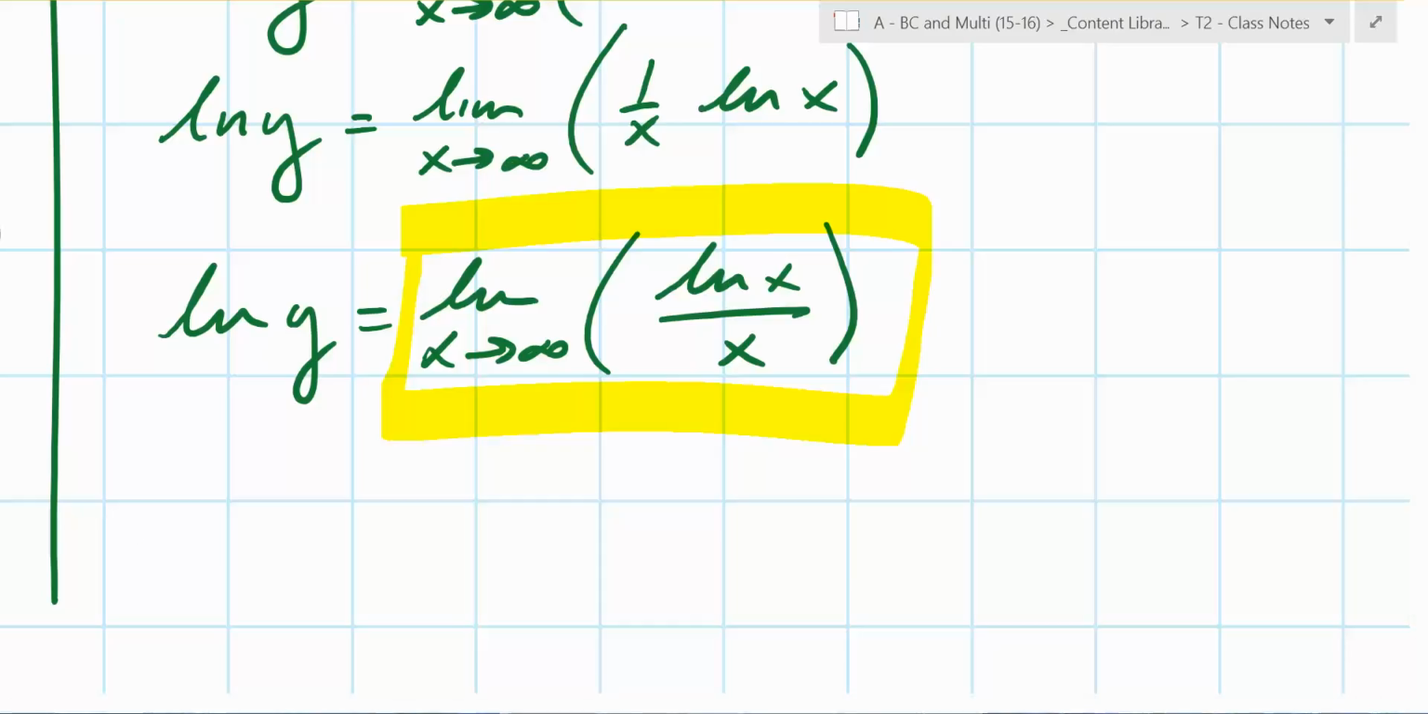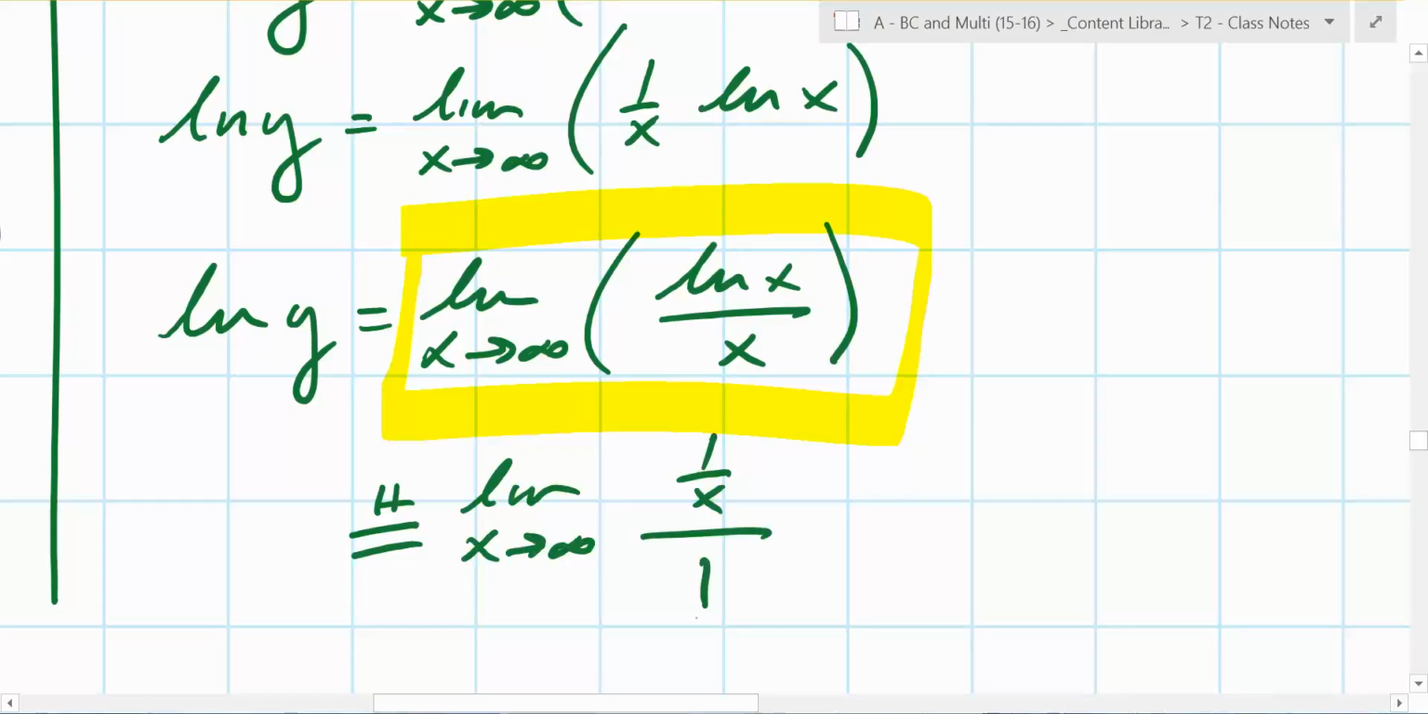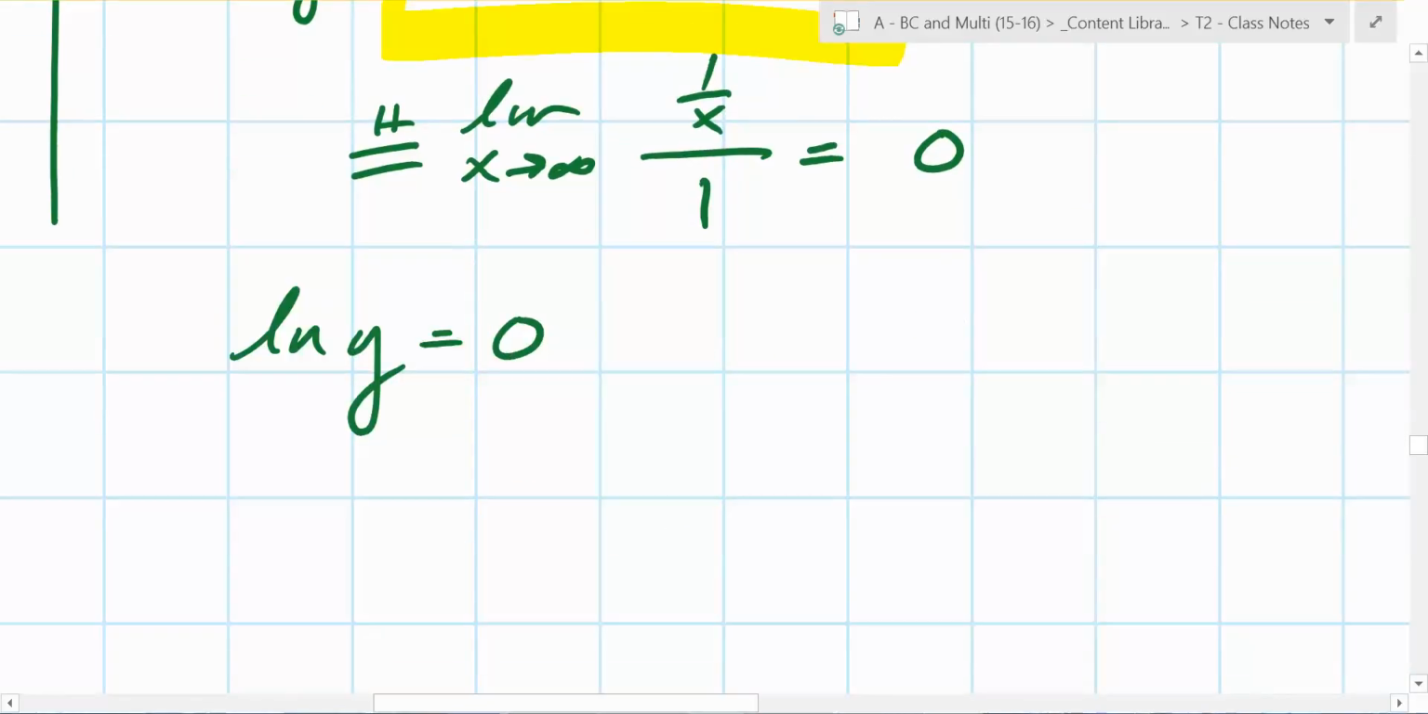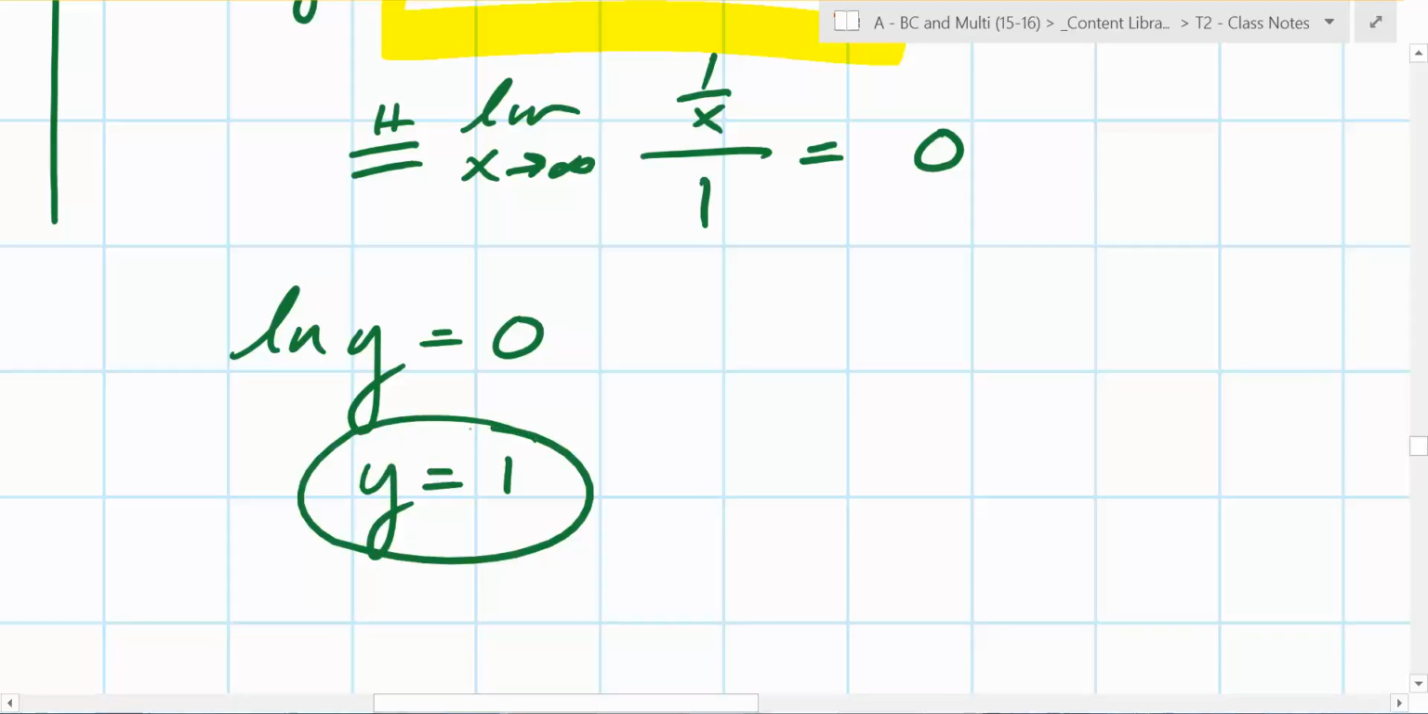Here's why. You take L'Hopital's rule. When you do L'Hopital's rule on this, you end up with the limit as x goes to infinity of 1 over x over 1. So what's that going to be? 0. So what do we now know? The natural log of y is equal to 0. Are we done? Is our answer 0? No. We want to know what y is. What is y in this case? Yes. y is 1. Nice.